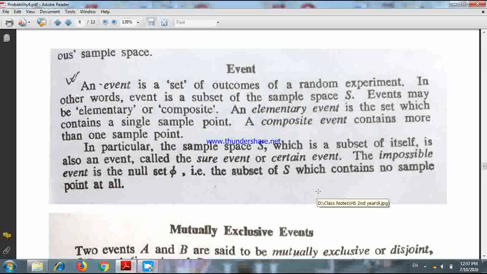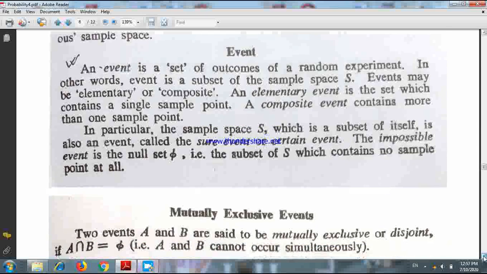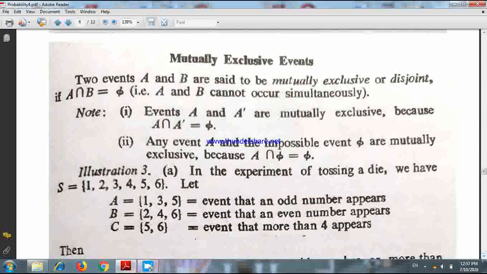Now, two events are said to be mutually exclusive. In the set theoretic approach, we use the term mutually disjoint. The meaning remains the same, the term differs. In the set theoretic approach, we say mutually disjoint. So, two events are mutually disjoint if A intersection B equals phi, a null set. For example, in the dice throwing experiment, if A denotes the event of even number and B denotes the event of odd number, then A and B are mutually exclusive.